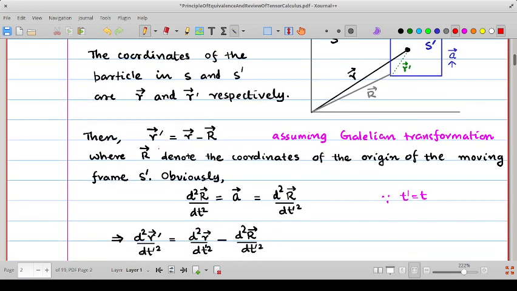Now taking the derivative of this equation twice with respect to time, we will get d square r dash by dt dash square, because t dash is the same as t. So this is a non-relativistic theory, and therefore time flows universally. The time for frame S is the same as time for the frame S dash, provided the clocks used by these two frames of reference are synchronized.